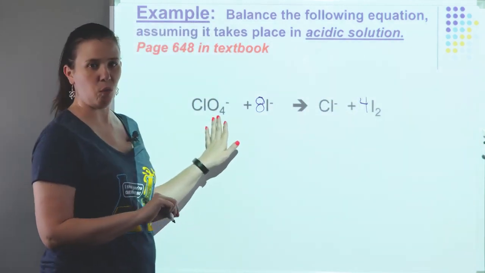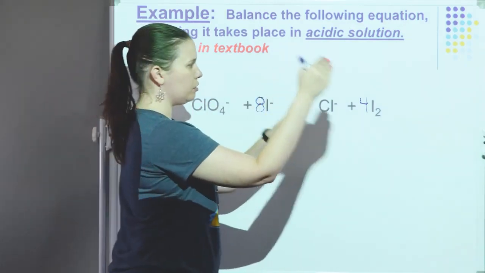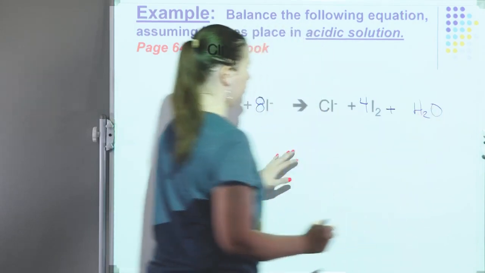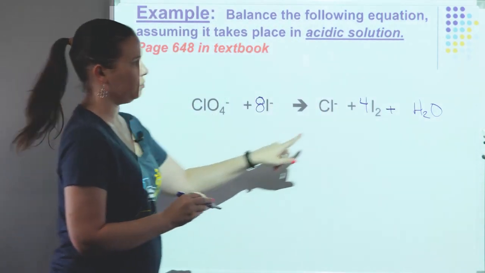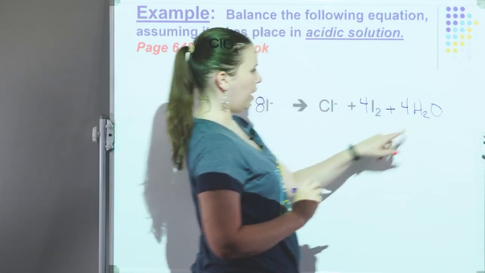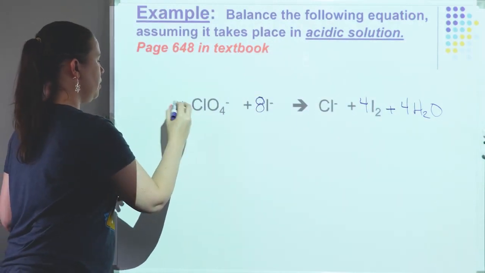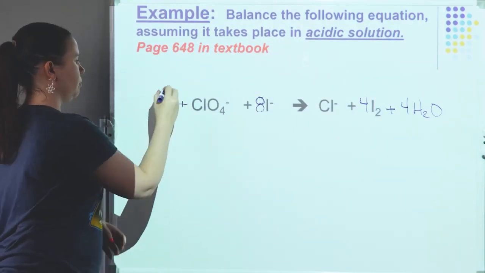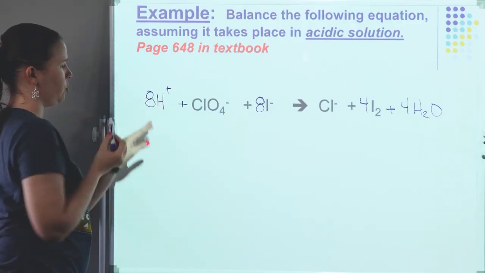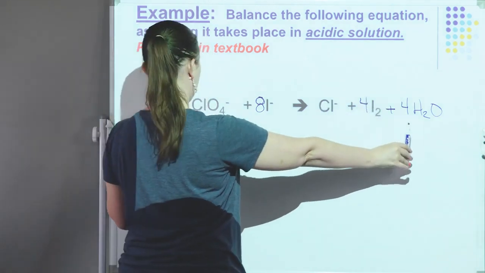I'm going to start by adding water to fix my oxygen problem. The oxygens are on the reactant side, so it's my product side that's missing oxygens. So I'm going to add water. I have 4 oxygen atoms, so I need 4 oxygen atoms on this side. That now creates 8 hydrogen atoms. So I need hydrogen, which will be in the ion form on the reactant side, and I want to balance that by showing there's 8 of them. Now I have 8 hydrogens on either side.